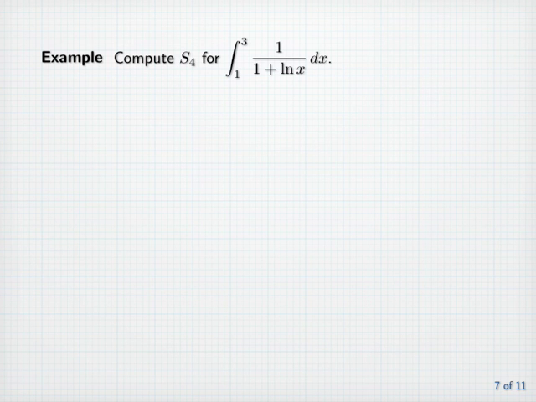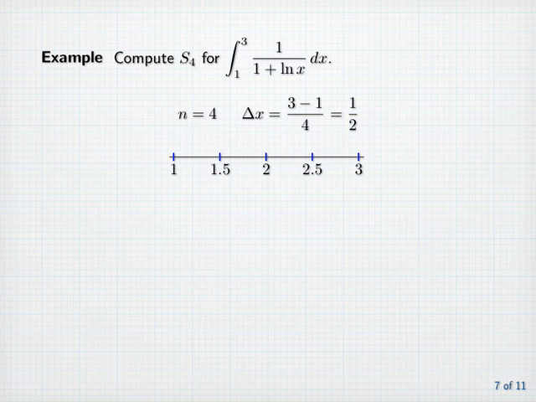Now let's look at an example. Let's compute S4 for the integral from 1 to 3 of 1 over 1 plus the natural log of x dx. Since n is equal to 4, we'll first compute delta x equal to (3 minus 1) divided by 4, or 1/2. So our function evaluations will take place at 1, 1.5, 2, 2.5, and 3.